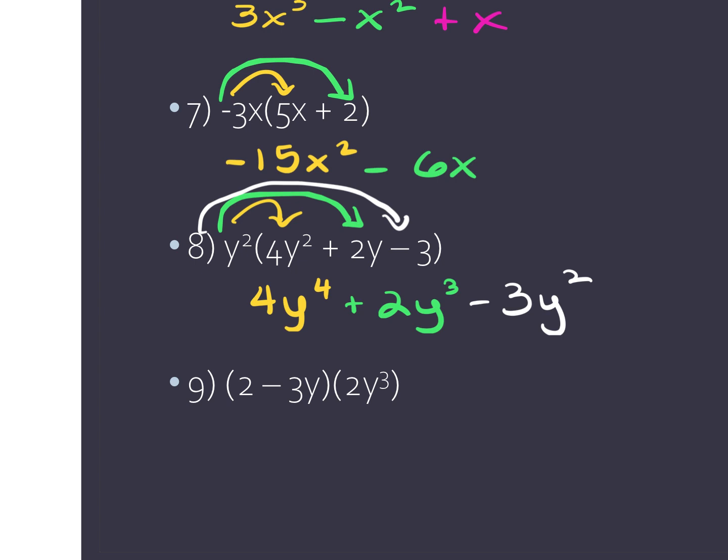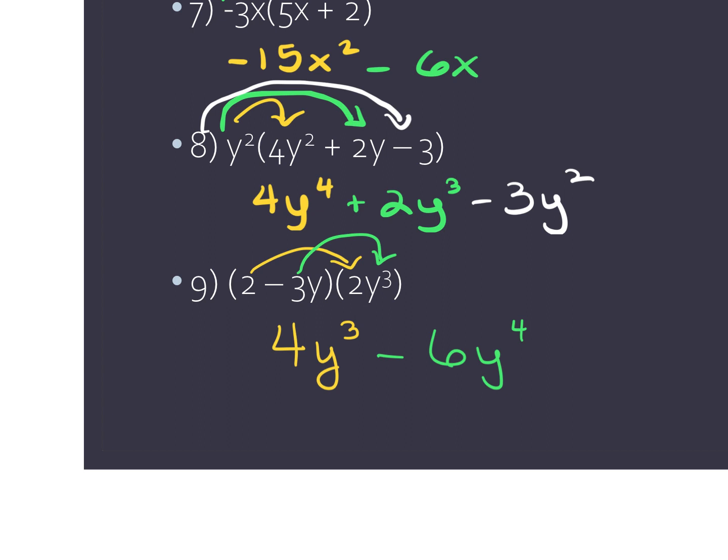So I'm going to distribute the 2 to the 2y to the 3rd, and I get 4y to the 3rd. And then next, I'll distribute the negative 3y to the 2y to the 3rd and get negative 6y to the 4th. Notice this time when I multiplied, it didn't end up in standard form. So if it does not specify, this is an acceptable answer.